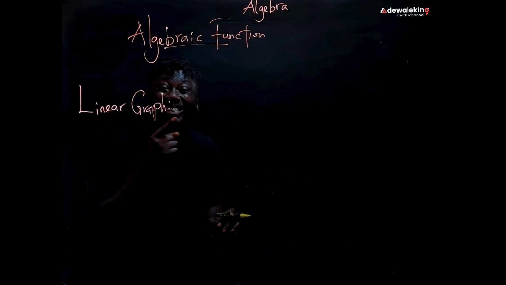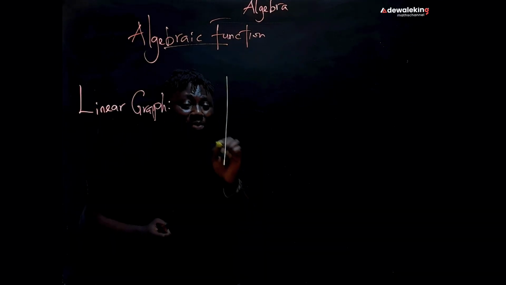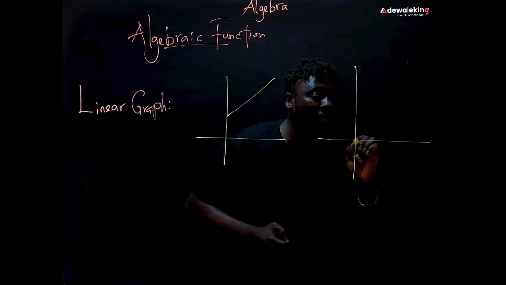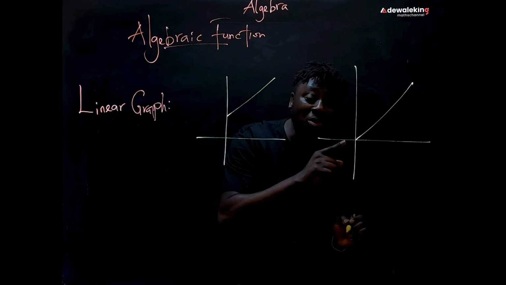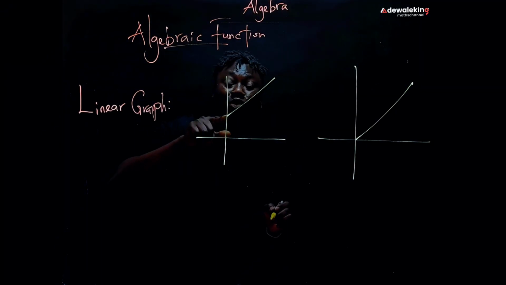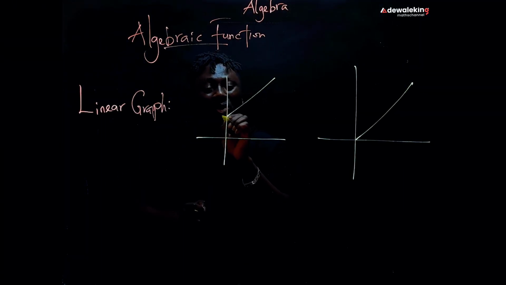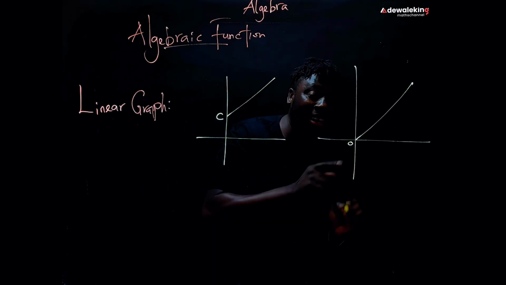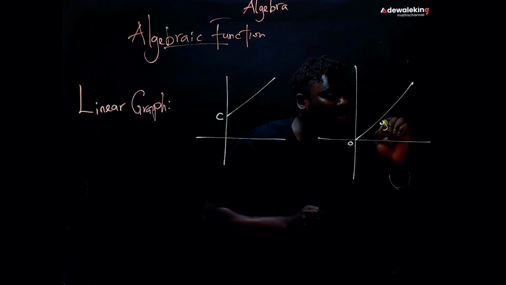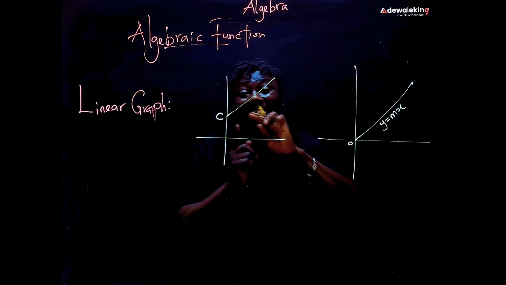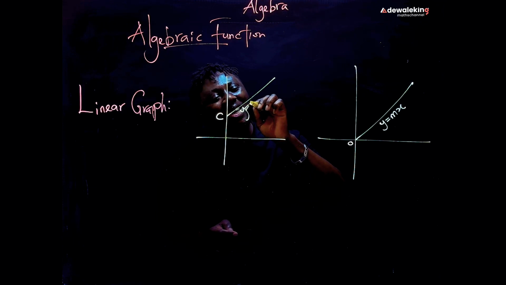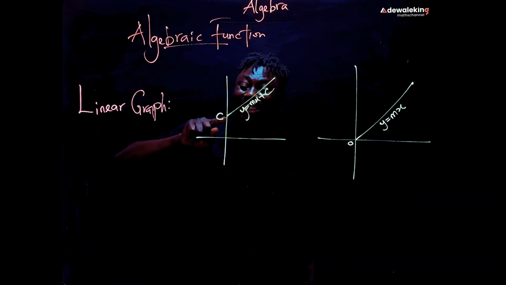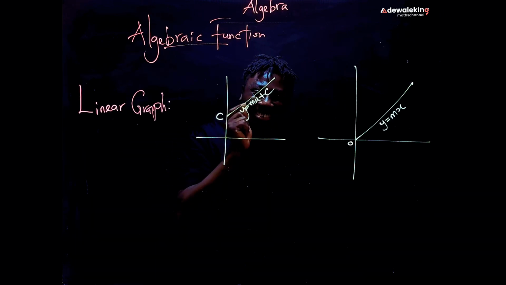One is the linear graph. It can be in this form or in this form, whereby it passes through the origin, and here it passes through the y-axis. So it's an intercept at the y-axis. Y intercept here is 0. So this is y is equal to mx. And here, y is equal to mx plus c, whereby this c is the intercept and m is the gradient.